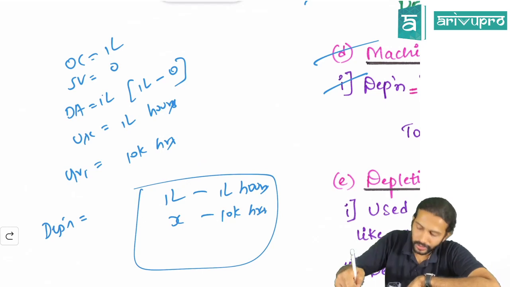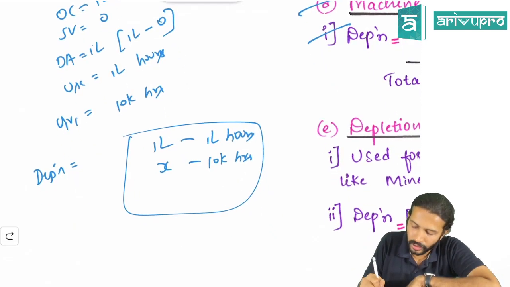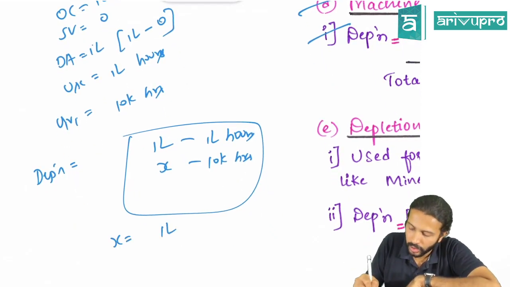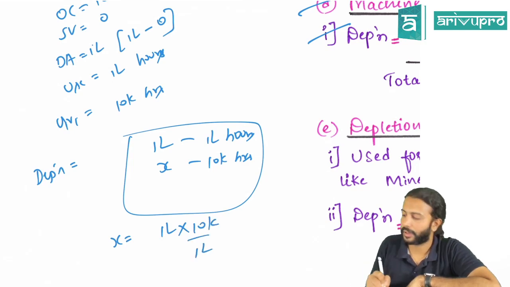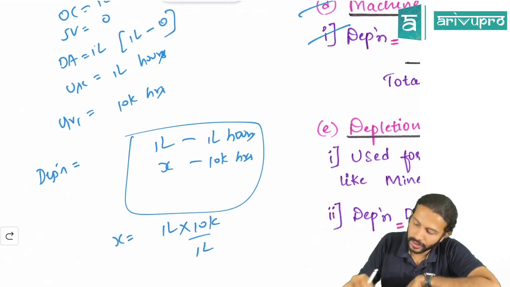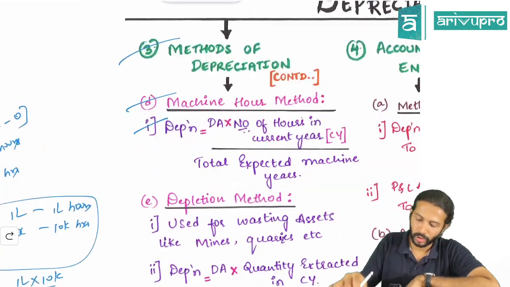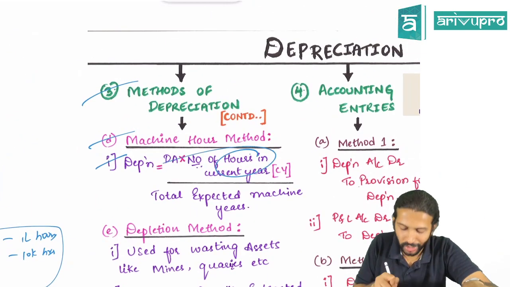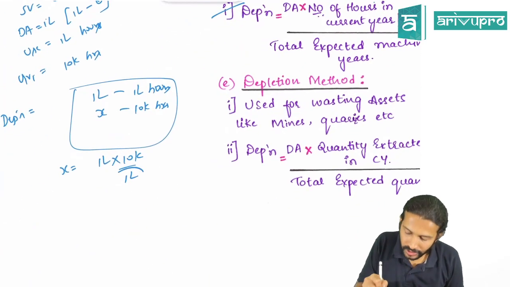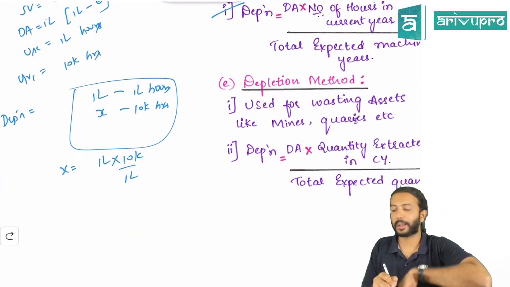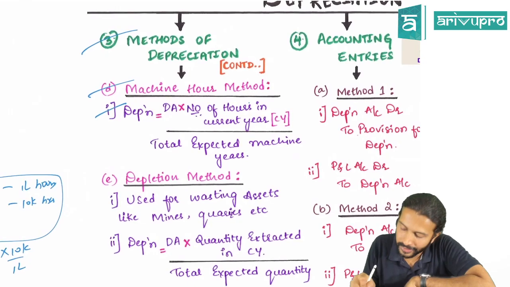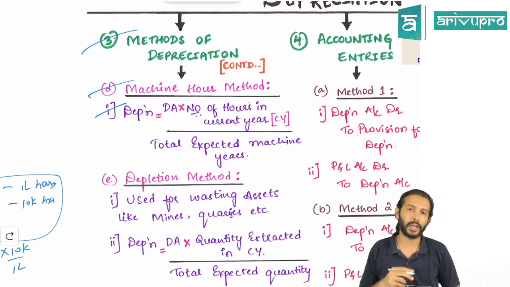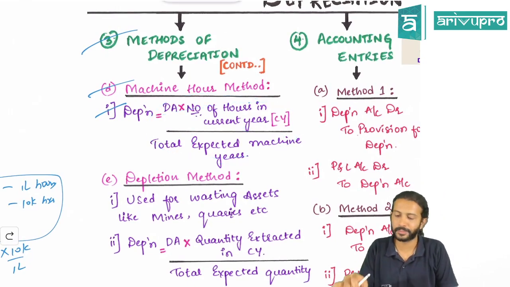On this calculation, I built out the equation. So X will be what? 1 lakh into 10,000 divided by 1 lakh. What is this 1 lakh? It is your depreciable amount. What is this 10,000? The number of hours you have used the machinery in the current year. Now, what is the denominator 1 lakh? It is nothing but the total expected machine hours. That's all as a formula. This is the logic for the formula.